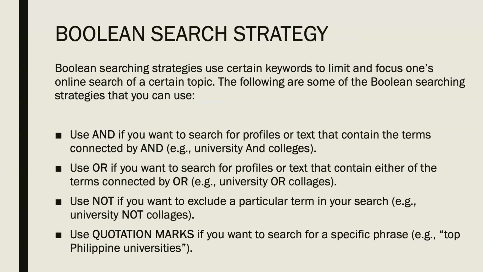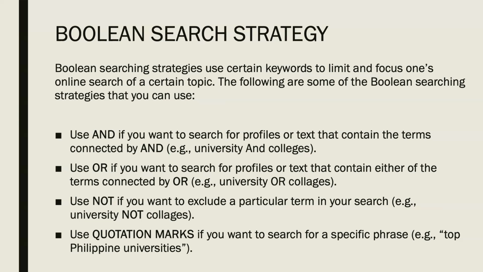All right. Now, this is what I was talking about earlier, the Boolean strategy. The Boolean searching strategies use certain keywords to limit and focus one's online search of a certain topic. And these are the following strategies that you can use. So, basically, when I say Boolean strategy, we use words. Here we have AND, OR, NOT, and your quotation marks. Now, if you're going to use AND in your search, it will give you results that contain both the keywords you connect with the word AND. So, for example, university AND colleges. That means searches that include both university and colleges will be included in your results.